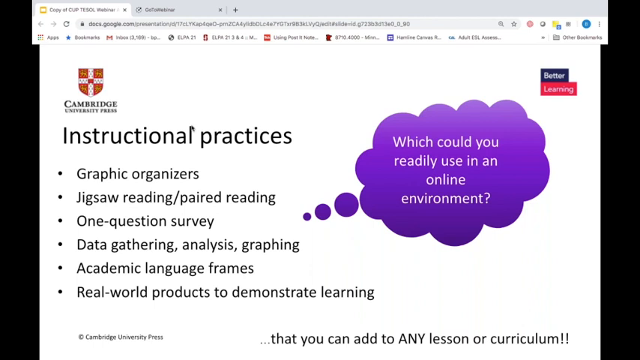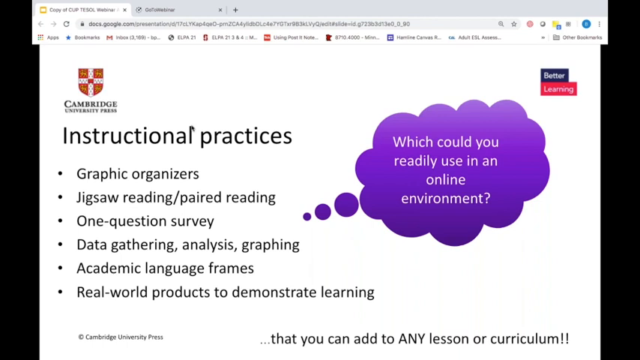Finally, you notice that I provided a lot of academic language frames. And then finally, we want to do everything we can to have students produce real-world products that demonstrate their learning, that look more like what you might do in an academic setting. So that would be things like the shared Google Doc. That's something that is often done in college settings, or writing a report, but also things like creating a presentation, a PowerPoint, or a poster to present to others in class.